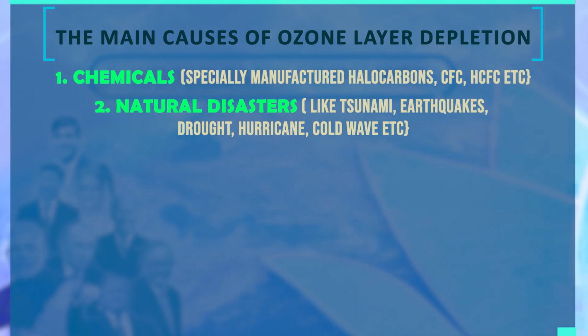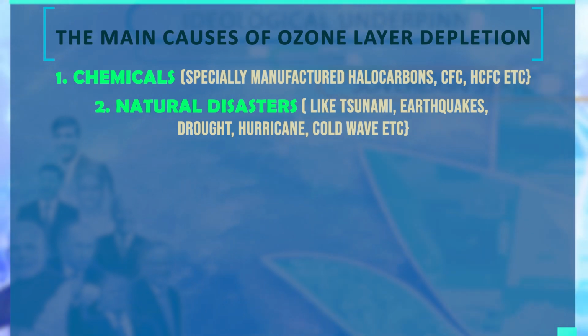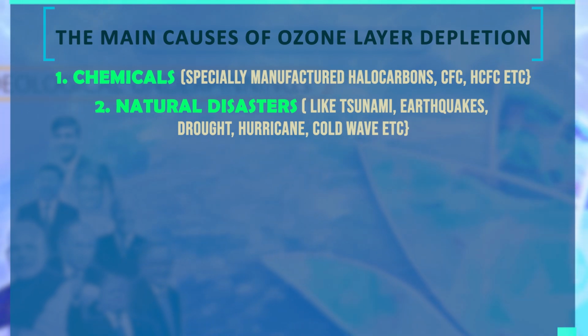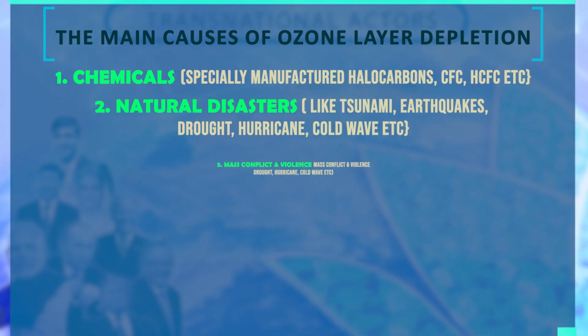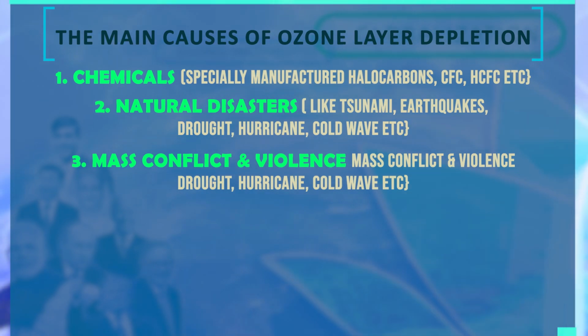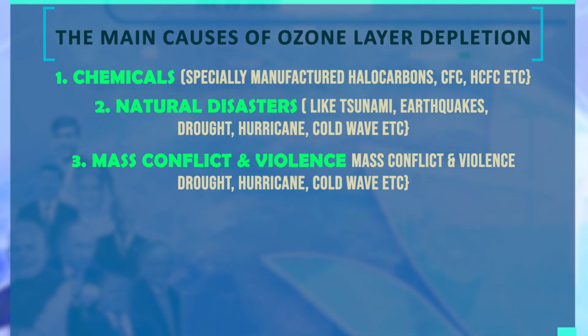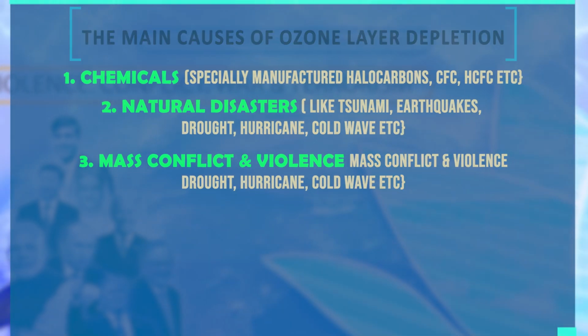Natural disaster is also another phenomenon related to the global environment. It is basically tsunami, earthquake, drought, hurricane, cold wave, etc., which also affect our environment. Mass conflict and violence is also another phenomenon which is directly or indirectly related to the global environment. And most of the deaths in this historical period are due to this mass conflict.